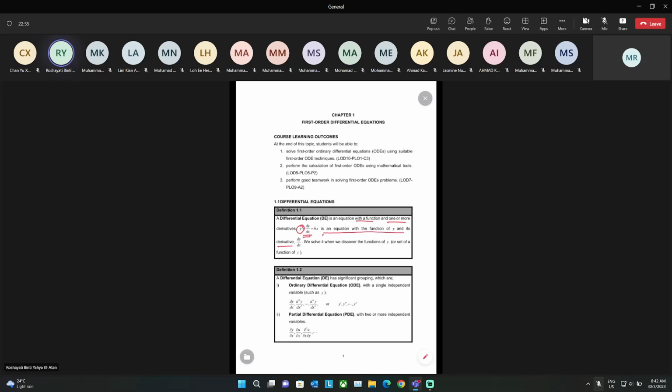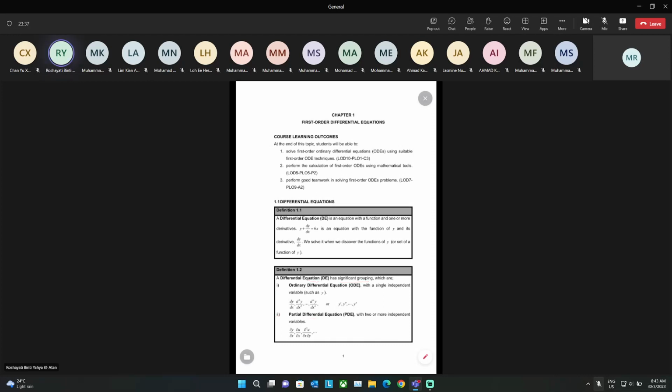It's already mentioned here. So we solve it when we discover the function y, or a set of functions of y, like y plus 2y plus y squared and so on, but it must come with at least one derivative. That is a differential equation. Class, if you have any question, you can interrupt. A differential equation has significant groupings, which are ODE and also partial differential equation. We have two types of differential equation.